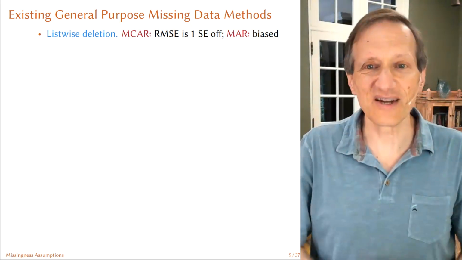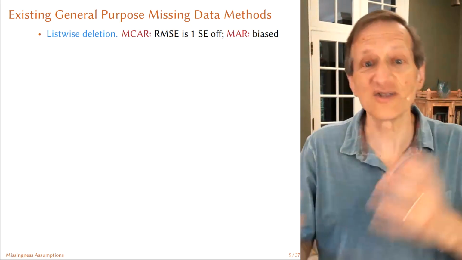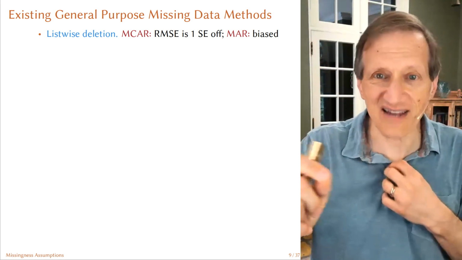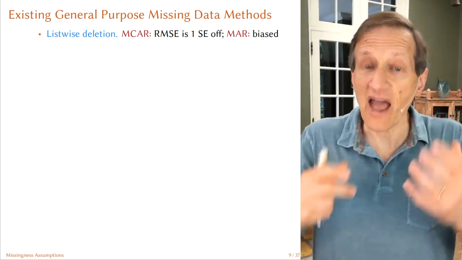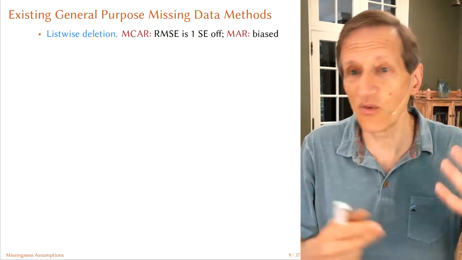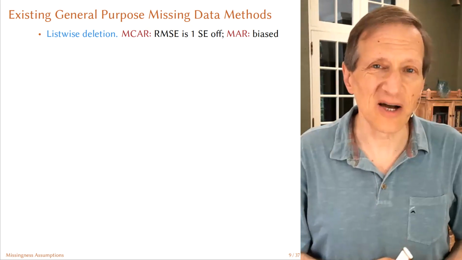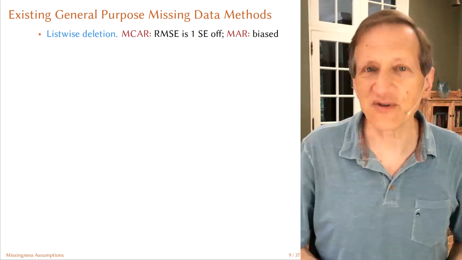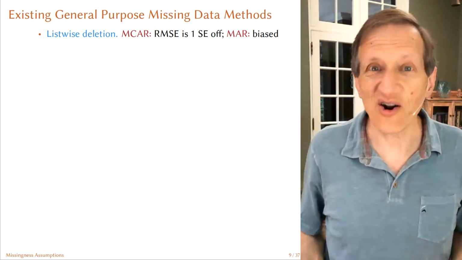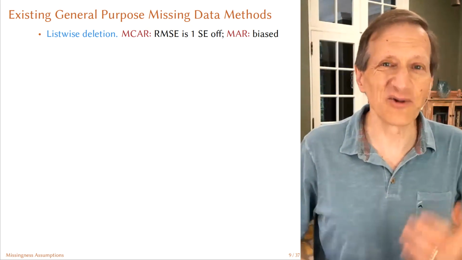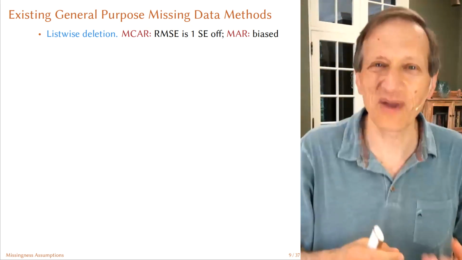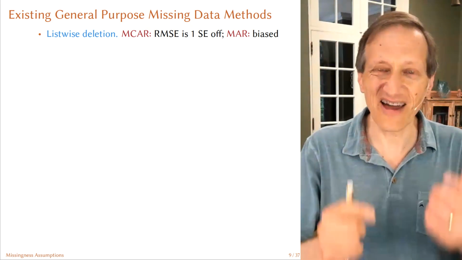If the missing data process is MAR, then it's biased. By the way, where did I get the one standard error? Well, it depends upon how many observations you lose in practice. What we found was most articles would lose about a third of the observations. People who tried harder wound up losing more than half the observations. We picked the people who wrote articles at a methods conference.